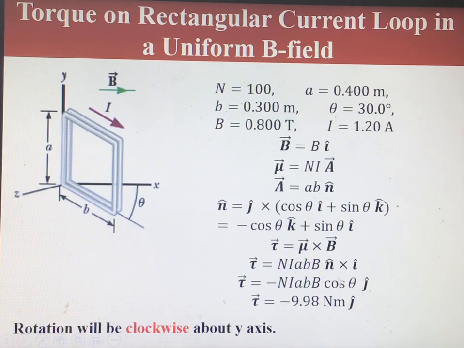And then if you substitute all the quantities that are given, you end up with a value that is negative 9.98 Newton meters pointing in the j direction. Because this is pointing in the negative direction, it means that the rotation is going to be clockwise about the y-axis. Whenever you have a positive torque, that means counterclockwise rotation, and a negative torque means clockwise rotation. So in this example, this loop of wire is going to rotate in the clockwise direction.